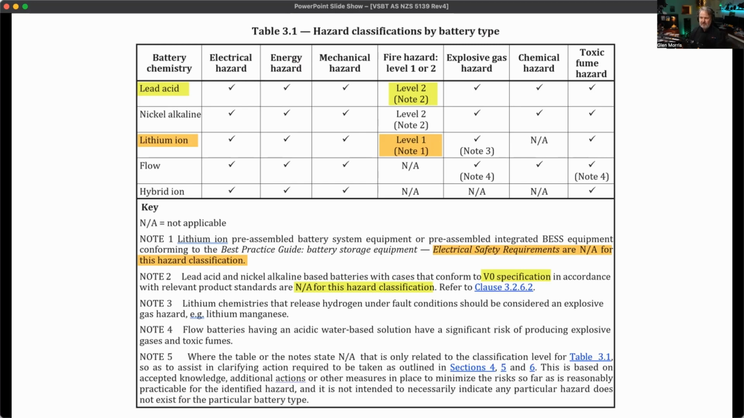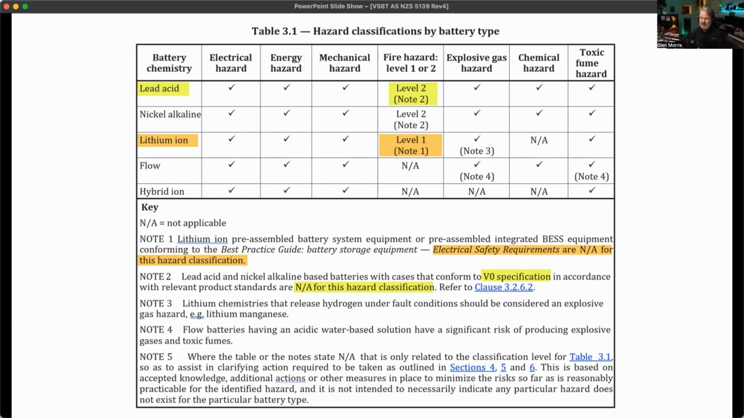By contrast, lithium is very confusing in this standard. It says it's level 1, like the highest fire risk, but then it says note 1, if it is compliant with our best practice guide for battery storage equipment, which, how do you find that out? Well, there's a public site, the Clean Energy Council have a list of all of the products that meet this requirement. They've just done a documentation check. Then it's NA, not applicable. So it goes from being the most hazardous to not applicable.